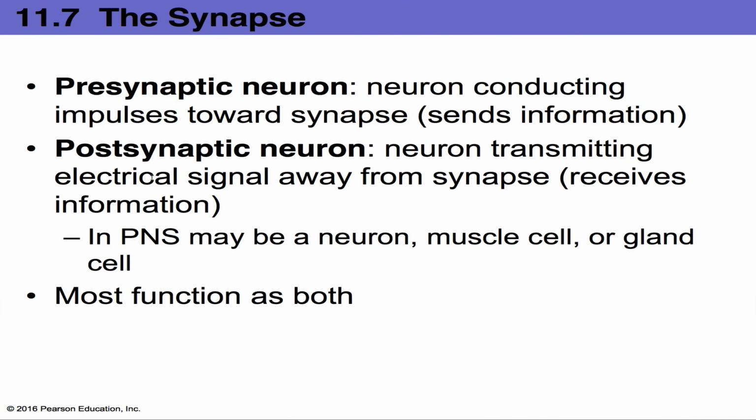And when you look at the term postsynaptic, post means after the synapse. So postsynaptic neurons are the neurons that are transmitting electrical signals away from the synapse. These are the neurons that are receiving information. So the electrical signal is coming towards the cell body. And outside of the central nervous system in the PNS, the postsynaptic cell could be that of another neuron, a muscle cell, or a gland cell. And most synapses function as both presynaptic and postsynaptic neurons.